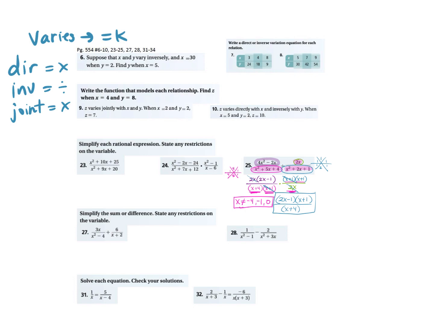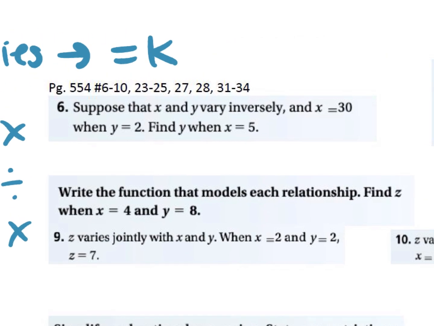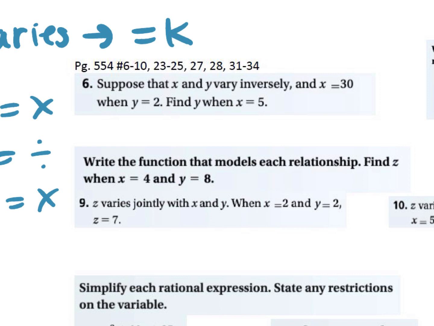On 6, how would we set that up? It says, suppose that x and y vary inversely. X is 30 when y is 2. So for inverse variation, you're setting up a ratio for your equation, not a proportion. But to solve it, it's products.